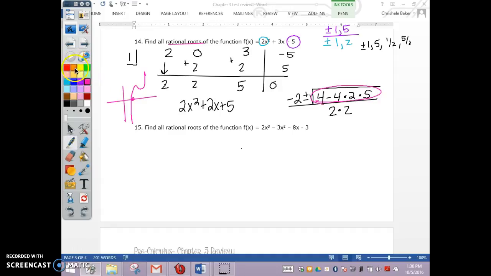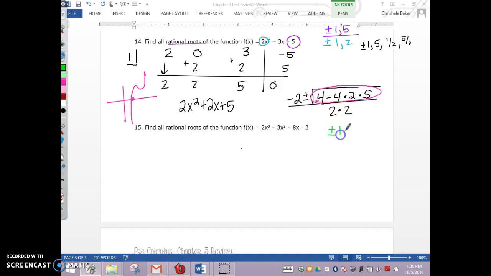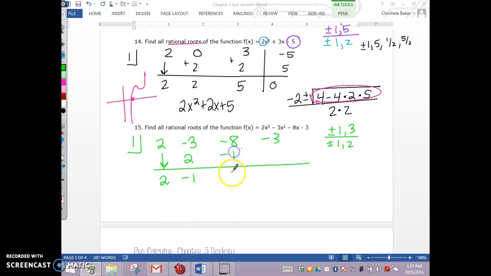All right, same thing over here again. Find the rational roots here. So I'm testing out 1 and 3 divided by 1 and 2. So let's try 1. 2, negative 3, negative 8, negative 3. 2 times 1 is 2, add. Negative 1 times 1 is negative 1, add. Negative 1 times, nope, not going to get 0.